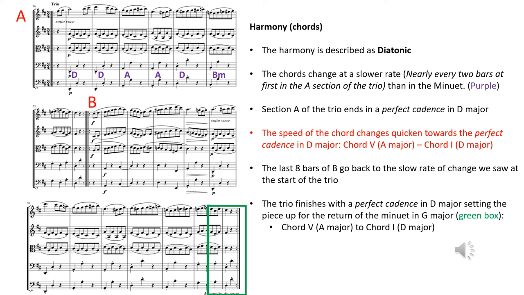D chord, A chord, A chord, D chord, B minor, then we've got the perfect cadence in D. Then we go back to slow chord changes. And remember, listen for the perfect cadence at the end. It sounds like a musical full stop. And the musical full stop.